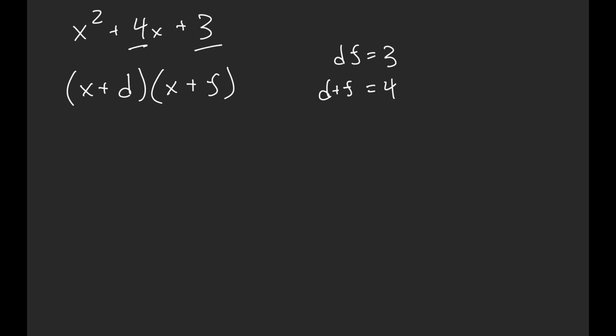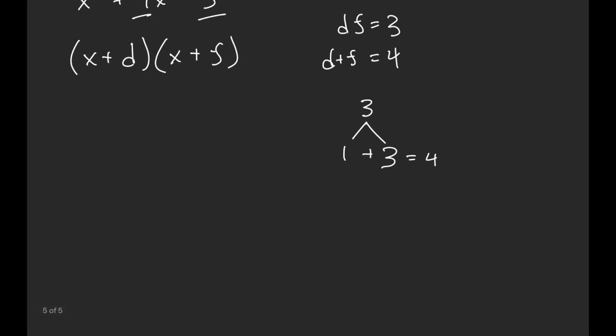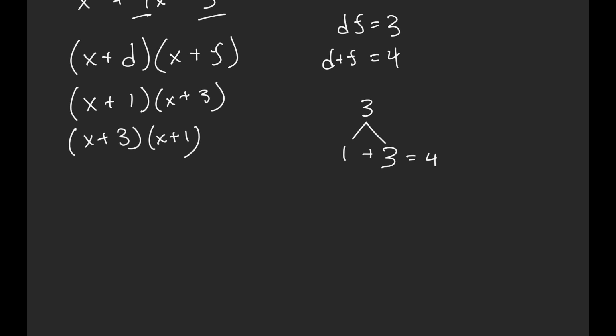In this case, the answer is quite obvious. The only whole numbers that can multiply together to make 3 is 1 and 3. And these guys also add to make 4. Therefore, we know that there's going to be one term that's a 3, and there's going to be one term that's a 1. Therefore, our expression is going to be x plus 1 times x plus 3, or x plus 3 times x plus 1. It really doesn't matter. It's a times b, times a. It's the same thing.